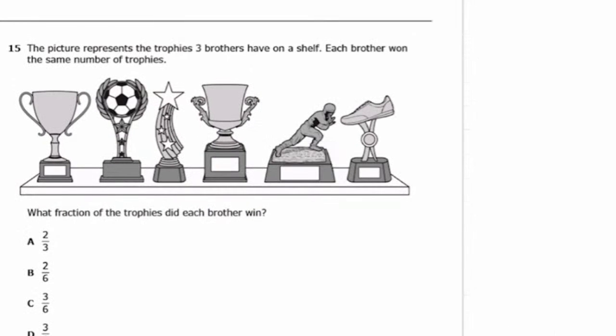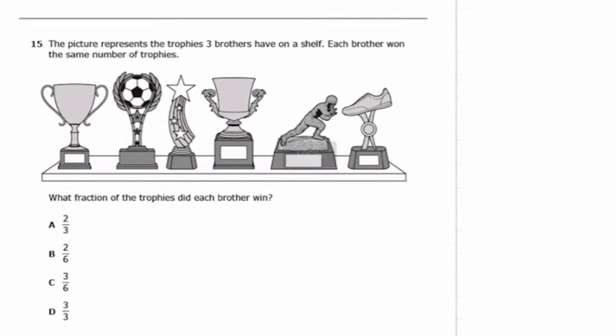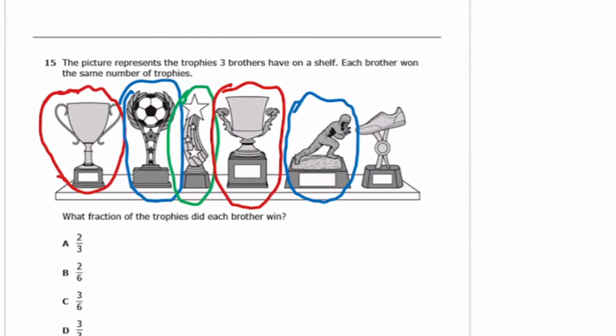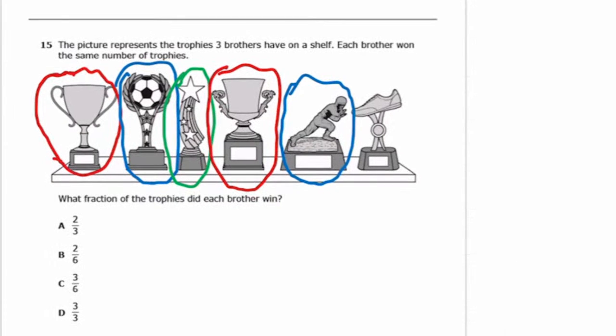So let's use red here first. And let's say, okay, brother 1 gets this first trophy here. Let's circle that. Brother 2 gets this next trophy. Brother 3 gets this next trophy. And again, we're going to start giving brother 1 the next trophy. This is brother 1's second trophy. This is brother 2's second trophy. And this is brother 3's second trophy.